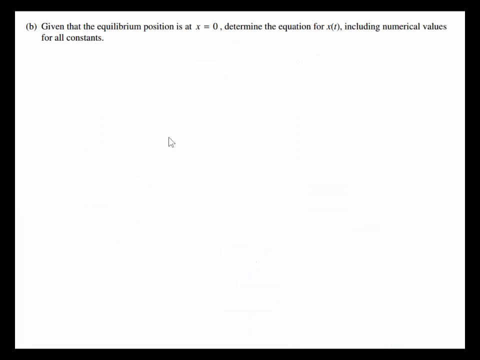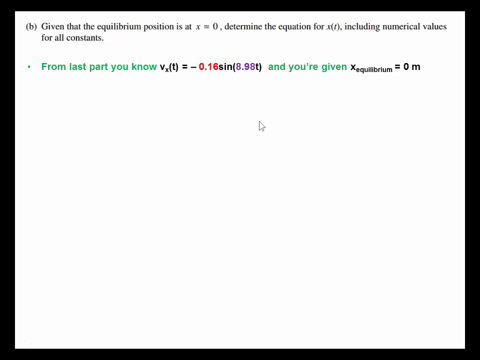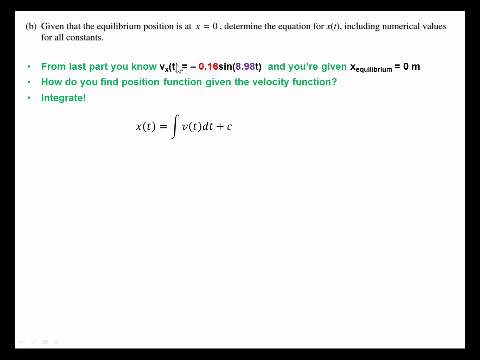They tell you that your equilibrium position is at the x equals 0 position, and then they ask you to find the equation x of t for the same data that they were given. So from the last part, we already know what the velocity function is. So what we need to do is, well, how do we find a position function given a velocity function? Go back to September at the beginning of the course. Well, we integrate. Take the area under the curve, we integrate. So I'm going to find our position function by integrating v of t dt plus our constant of integration. I'll tell you how to handle that later.